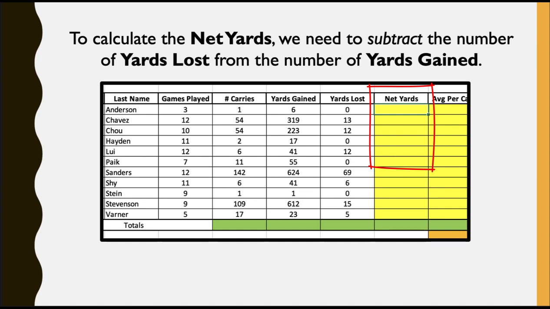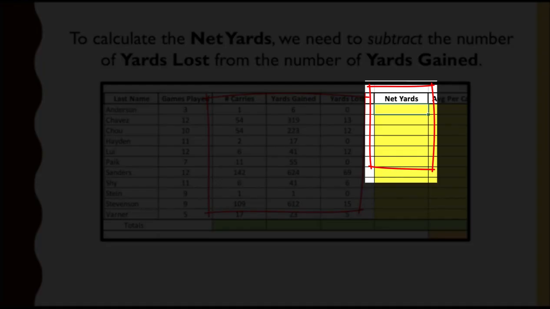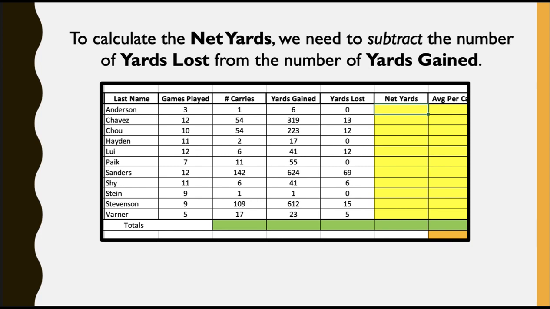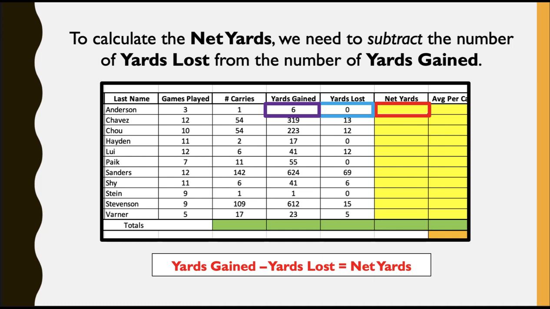And as the season progresses, I can update the information in this section. Whenever we play a new game, I can put in how many more yards Anderson gained, how many yards he lost, and then this column will automatically recalculate for me. So to calculate the net yards, we need to subtract the number of yards lost from the number of yards gained. So it's actually very simple math here. It's just yards gained minus yards lost equals net yards.